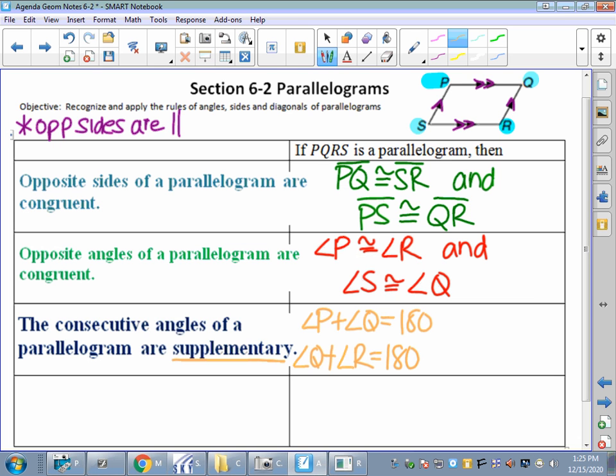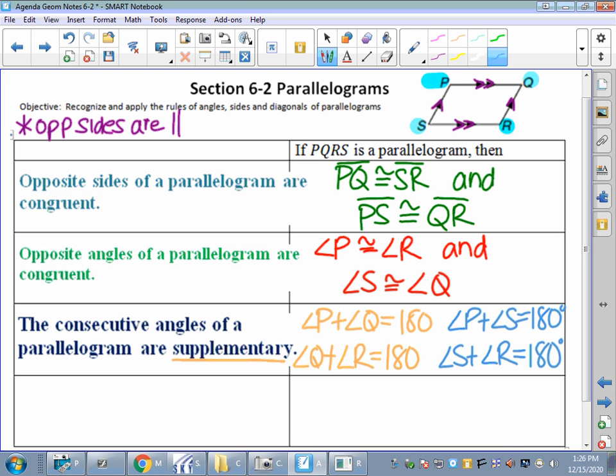Or I could keep going around. I could say angle P plus angle S. Or what don't I have yet? S and R? Angle S plus angle R equals 180. Everybody sees the difference between opposite angles and consecutives, right? Consecutives are ones that are next to each other.